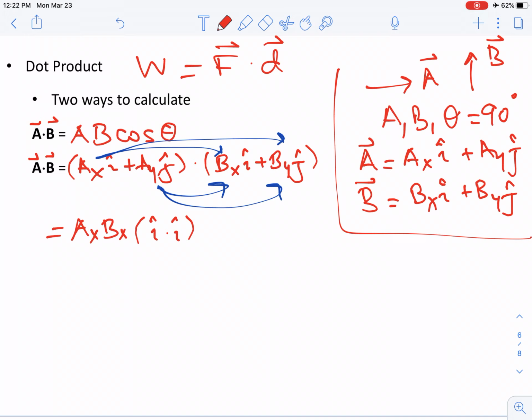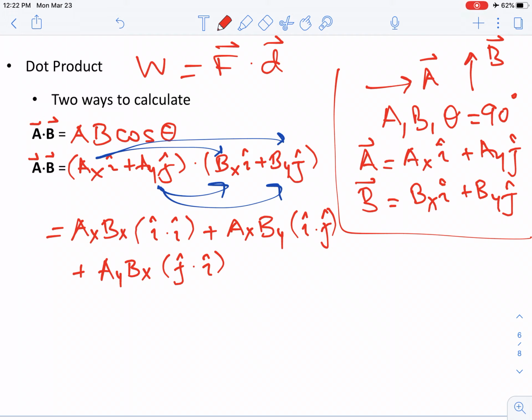Next one is I'm going to multiply Ax i-hat by By j-hat, so plus Ax By, those are the numbers, i dot j, right? And plus I'm going to continue. Now I'm multiplying Ay j-hat with Bx i-hat. I get Ay Bx, j-hat with i-hat.